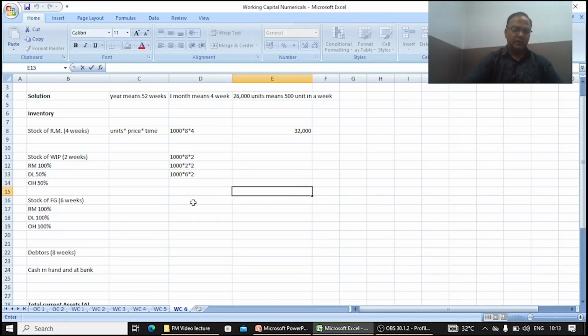Now finished goods. 1000 into 8 into 6. 1000 into 2 into 6. 1000 into 6 into 6. 8 to 6.